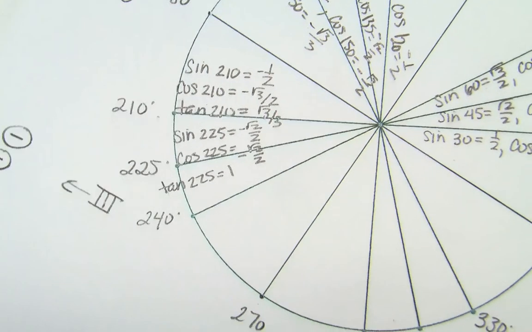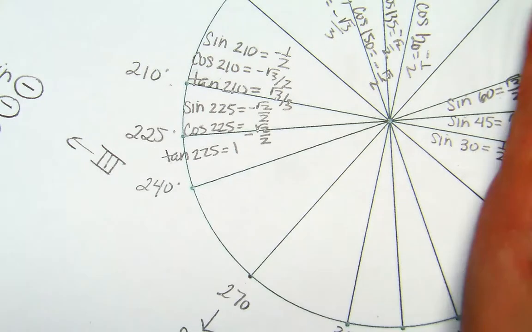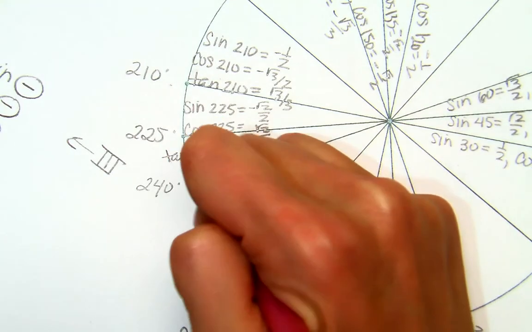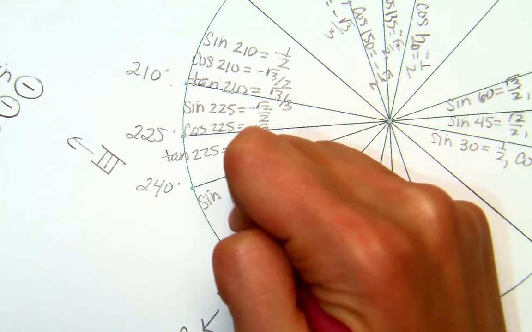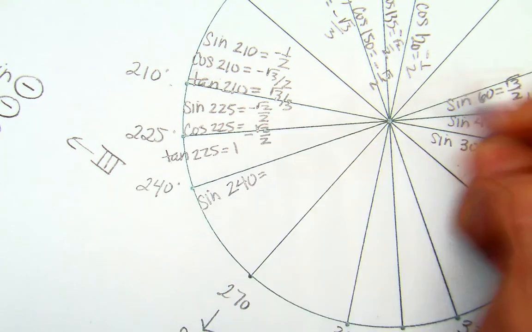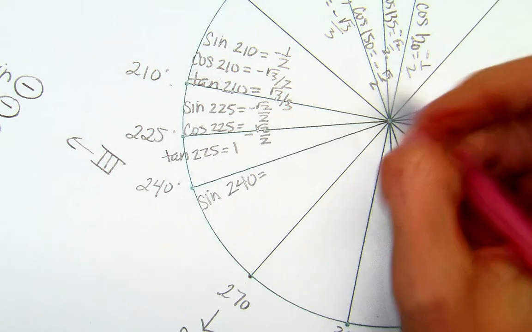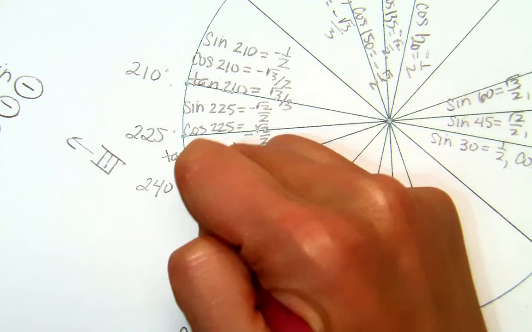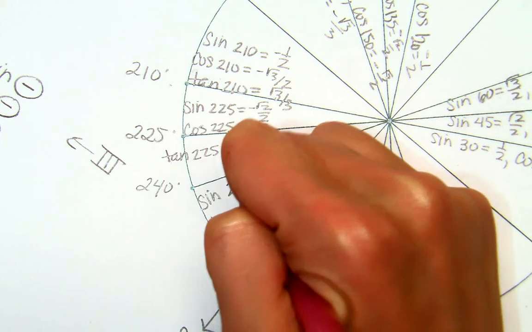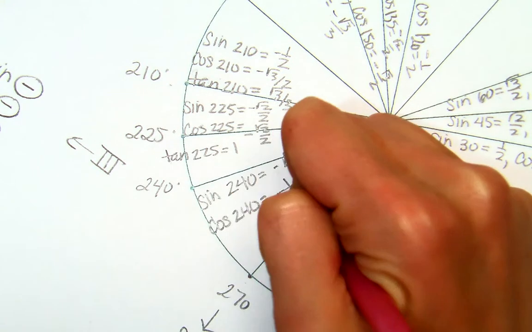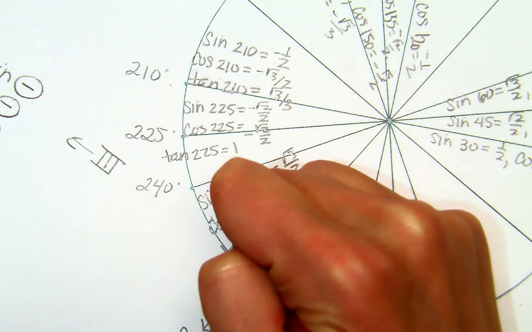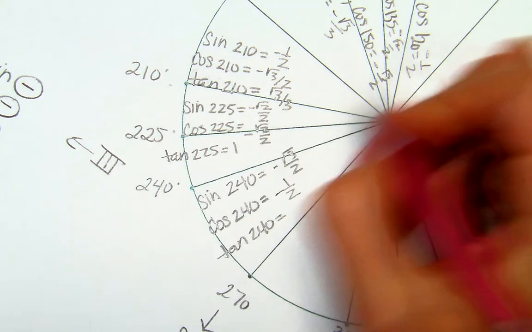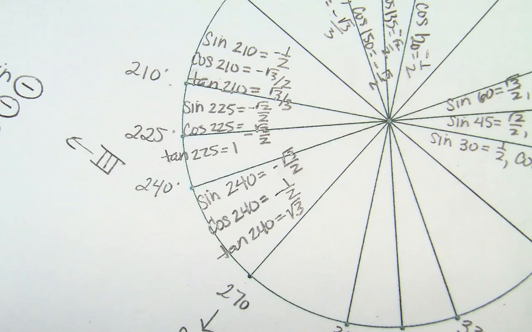I'm going to keep rotating this. 240, if you lay 120 on top of 240, you're going to have the same values. So sine of 240 is going to be a negative square root of 3 over 2. Cosine of 240 is going to be a negative 1/2. And your tangent of 240 is going to be a positive square root of 3.